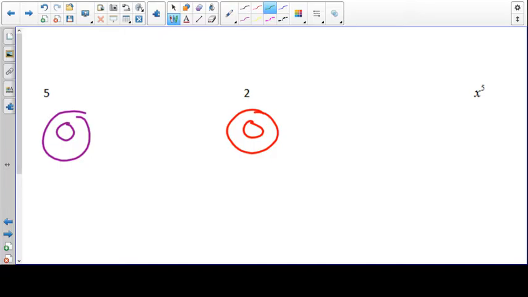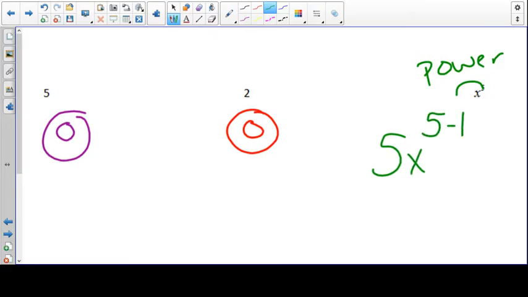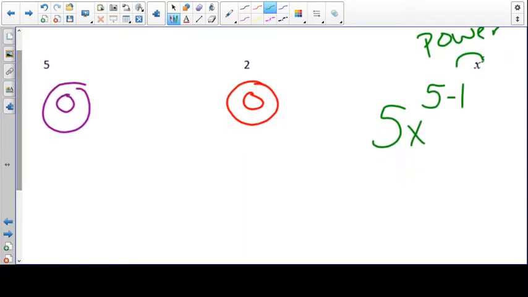Well, now I have x to the 5th. So this is the power rule. That's saying that I take down that exponent of 5. It becomes a coefficient. Then to find the new power, I take whatever my old power was minus 1. So the derivative of x to the 5th is 5x to the 4th.